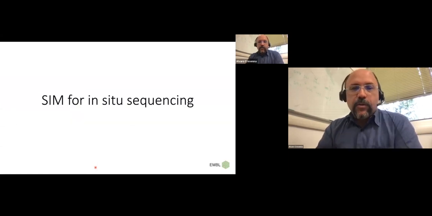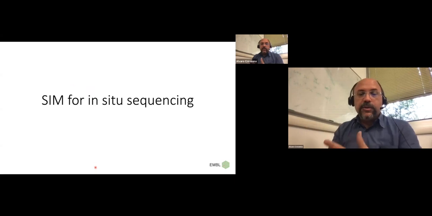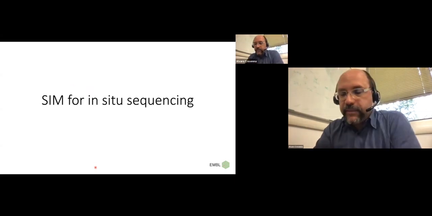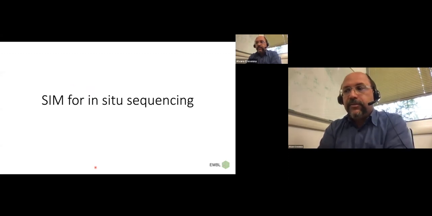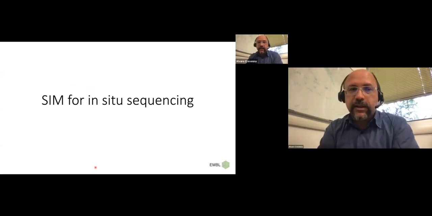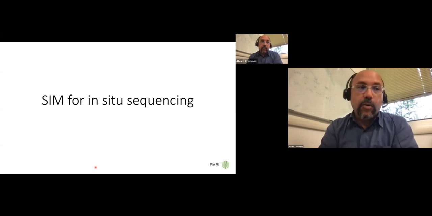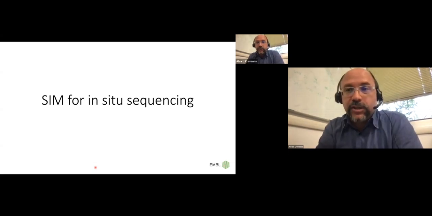All right, and so as I said, one of the things that we can do is decide how we image our samples. We have had cases where for some samples the tissue density is very high, or for example the expression level of some of these genes is very high, which leads to optical crowding, right?